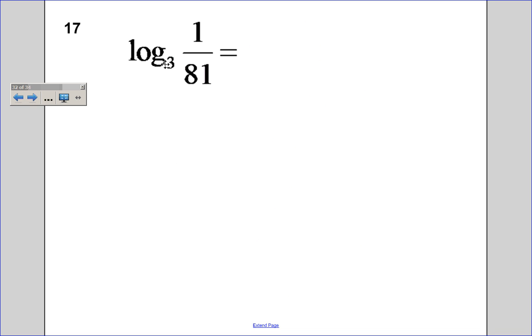Try this one. 3 to what power is equal to 1 over 81? Well, we know 81 is 3 times 3 times 3 times 3. So this is 3 to the negative 4th. So my x value is negative 4.